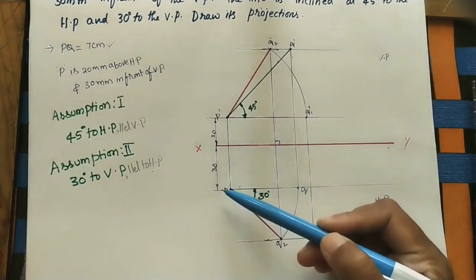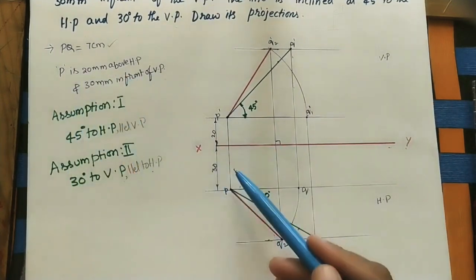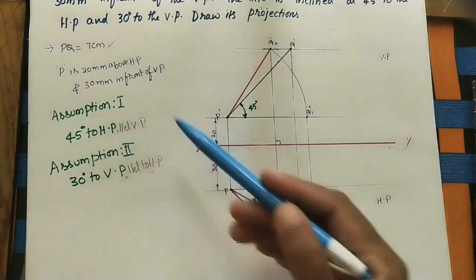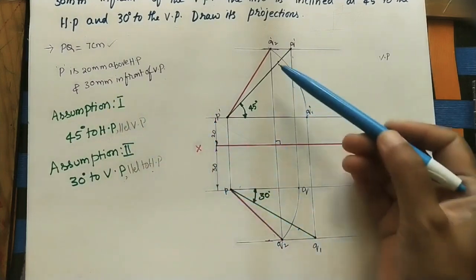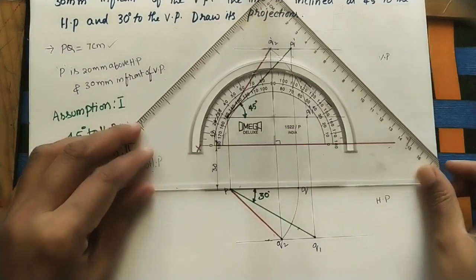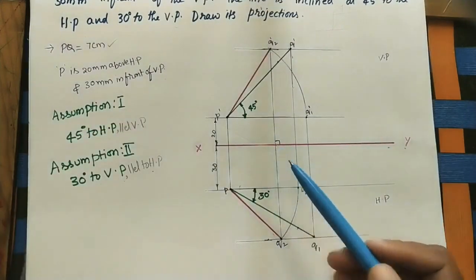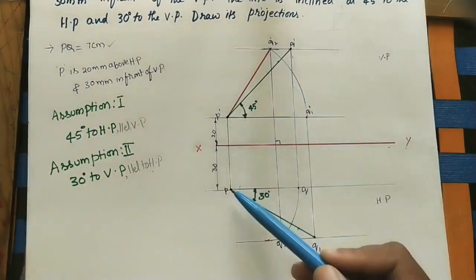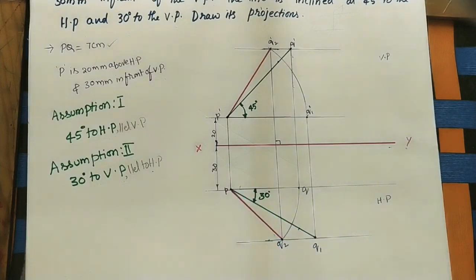Mark the given dimensions. P point is 20 mm above HP, 30 mm in front of VP. Mark the angles and also check whether this projector line is making 90 degrees or not by using the protractor. If it is 90 degrees perfectly, whatever this final front view length and final top view length will be coming correctly. Okay. And the procedure we are following is also correct.